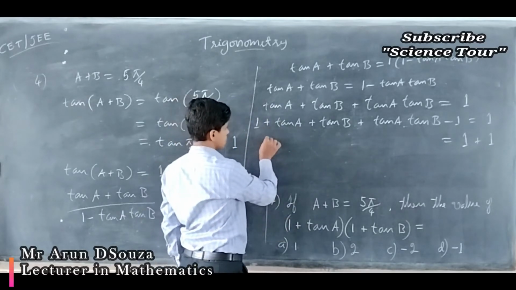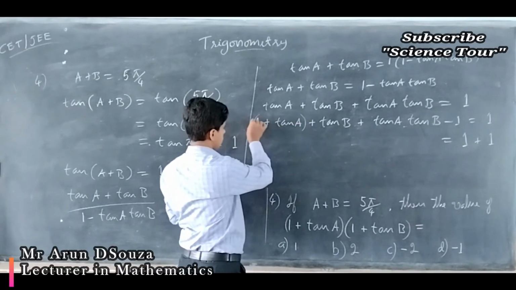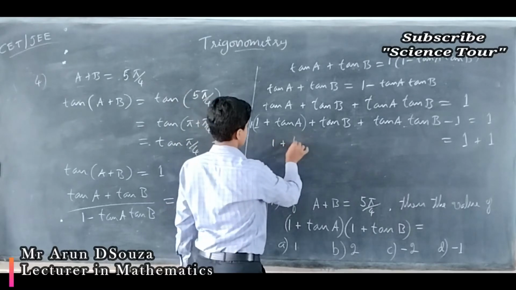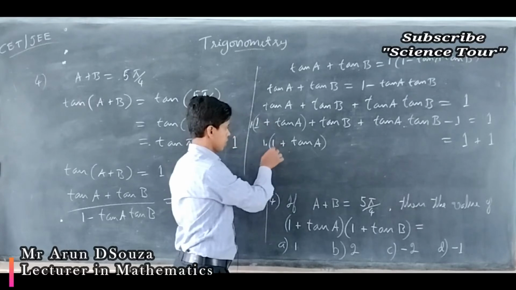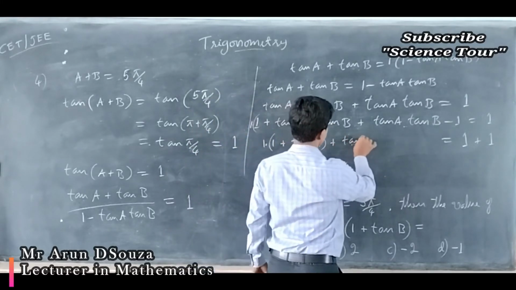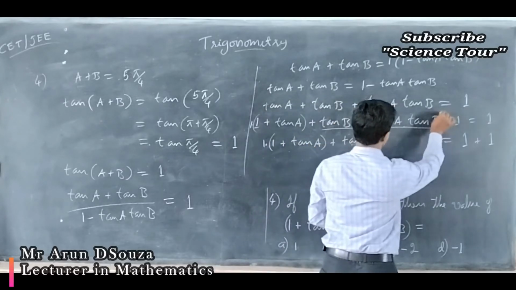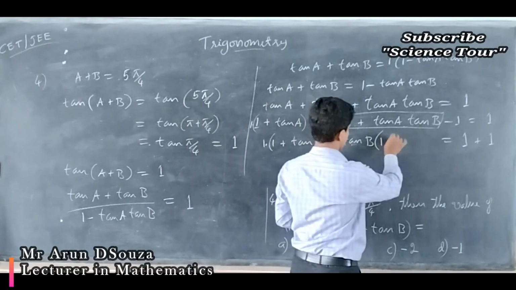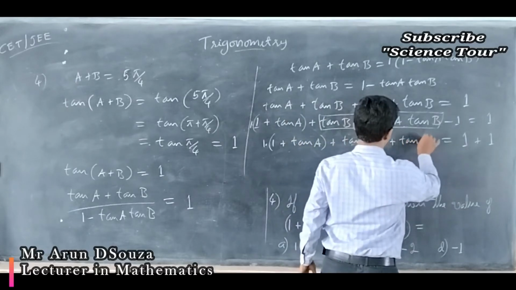So now what am I doing? I am just taking 1 common out of this. So 1 plus tan a here into 1. And then here I'll take tan b common out of these two. If I take tan b common out of these two, here you will have 1, and here tan b is out, therefore you will have tan a.